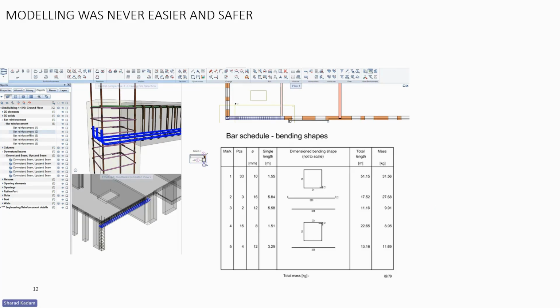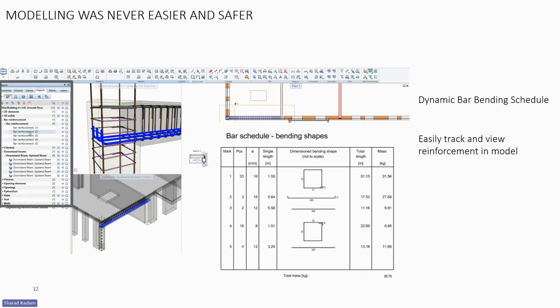If any changes are done, whether in plan or 3D, it can be seen in the bar bending schedule as well. So these bar bending schedules are dynamic. Any changes at any location can be easily taken care of. We can easily track and review the reinforcement in the model.